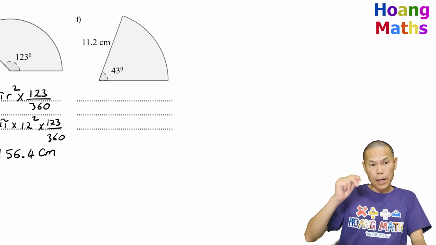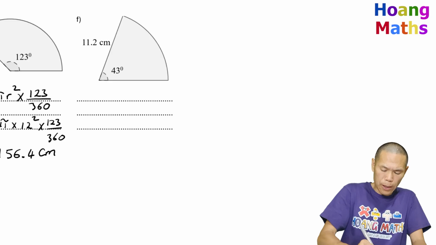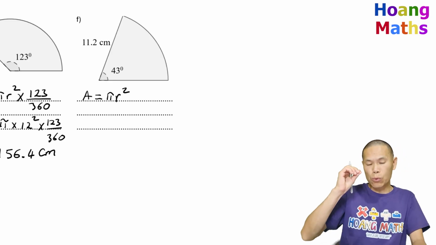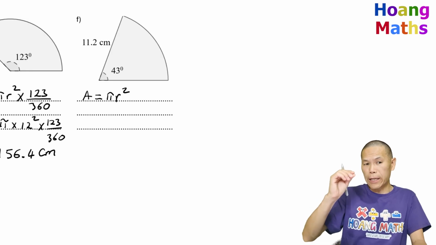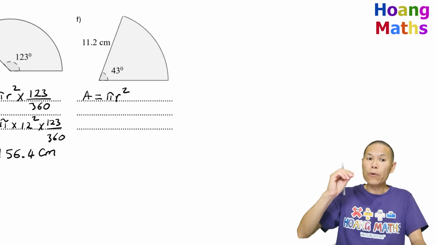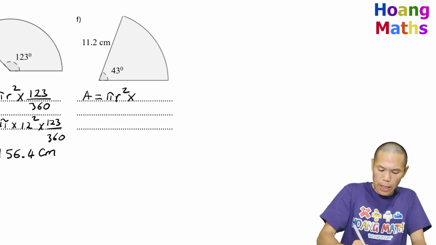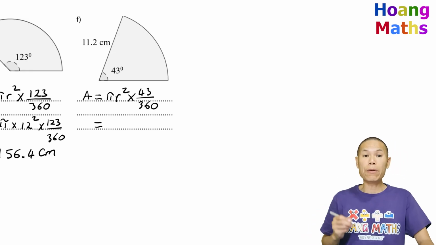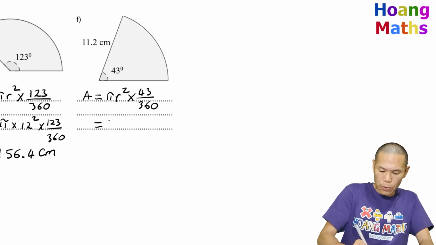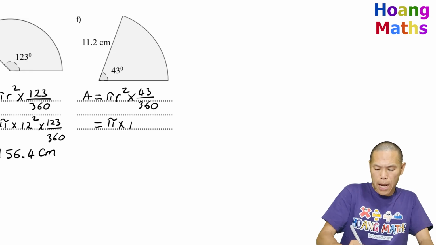Part F. Again, area of a circle A is pi r squared, and we just need to work out a fraction of it, that is 43 degrees out of 360. So we times by 43 out of 360. And we know that the radius is 11.2 centimeters. So we just go pi times 11.2 squared, and we times 43 out of 360.